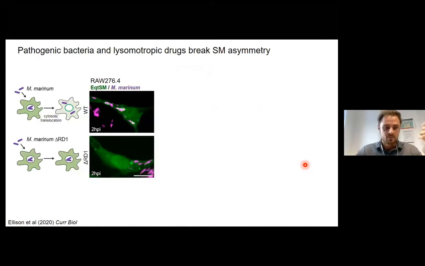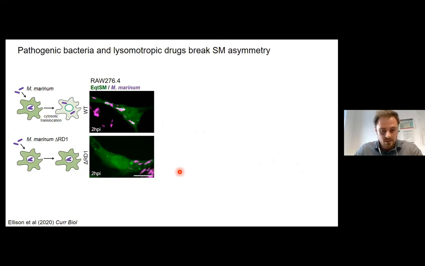However, the sphingomyelin asymmetry can be broken. And one way the asymmetry is frequently broken in nature is via infections with pathogenic bacteria. As you can see here for equinotoxin expressing macrophages, which are infected with pathogenic mycobacteria that are able to damage and escape the phagosome, there's a strong recruitment of the equinotoxin probe to the bacteria-containing phagosome, which was not the case when I used mycobacteria that are incapable of damaging the phagosomal membrane.